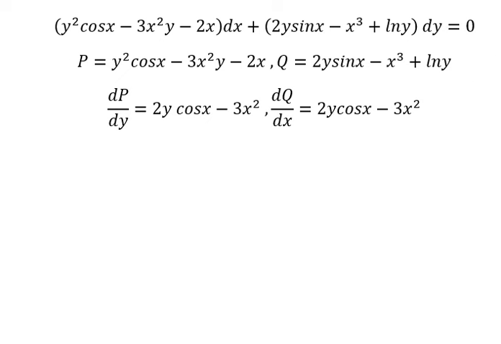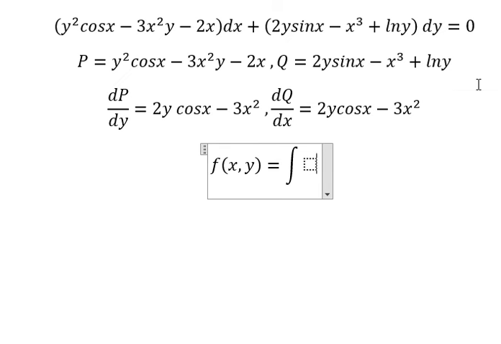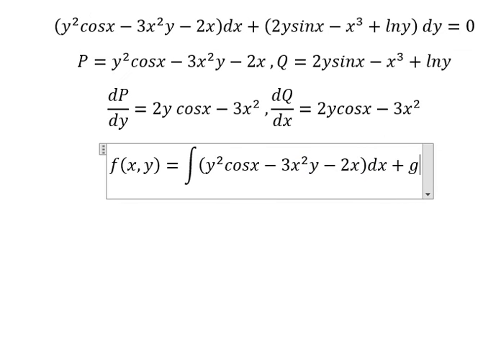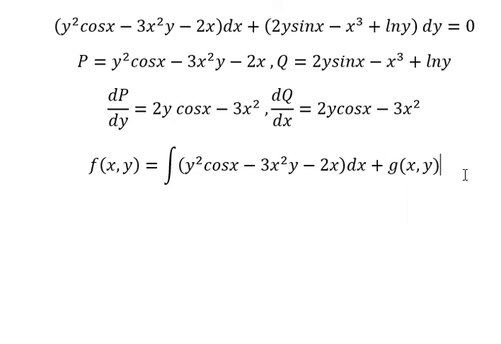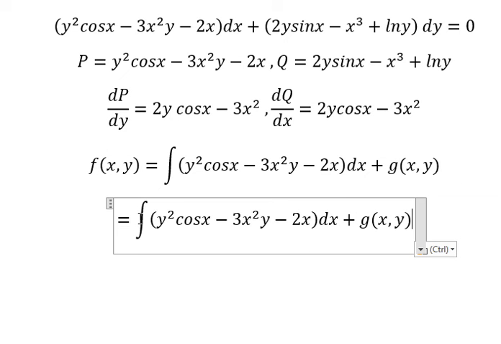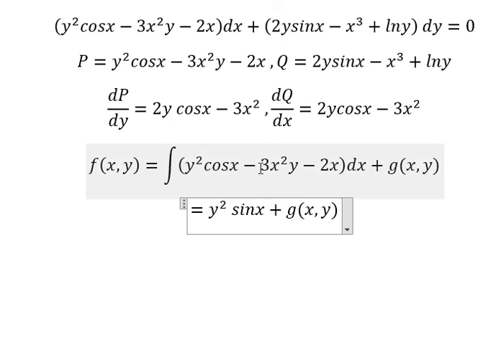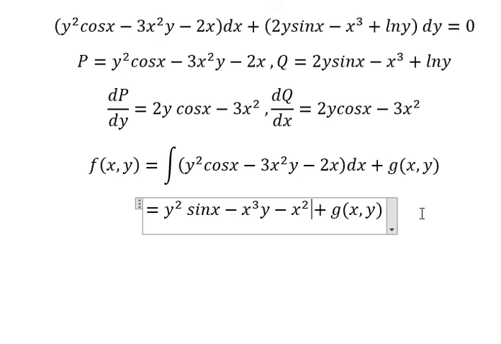Now, we need to set up about the function f(x,y) equals to the integration. So I will choose about this one in here, plus 3xy. So, the integration of cosine x, we have sin x. The integration of 3x squared, we have negative x to the power of 3y. The integration of 2x, we have x squared.